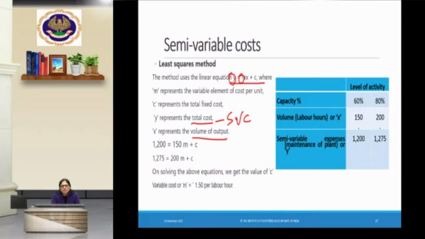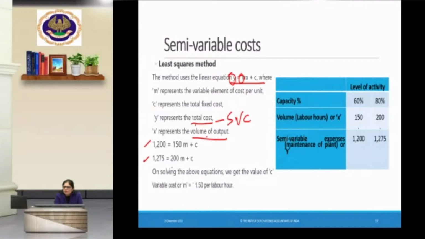We know Y, we know the total cost, but we don't know how much is variable and how much is fixed. M is variable and C is fixed. We don't know the breakup. We know the total Y. So Y is the total cost. X is the volume of output because variable cost changes with output. So we have just placed the equation. 1200 is my total cost in equation 1 for this level of activity, and 1275 is my total semi-variable cost. So 1200 and 1275 we have to disintegrate between fixed and variable.